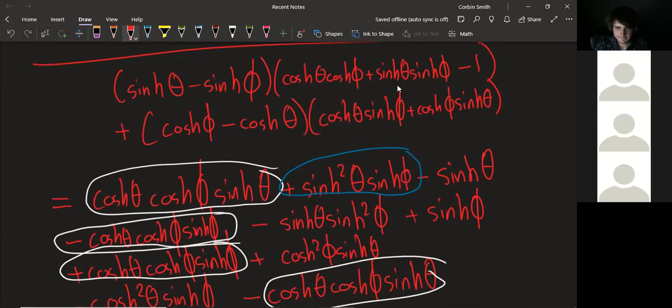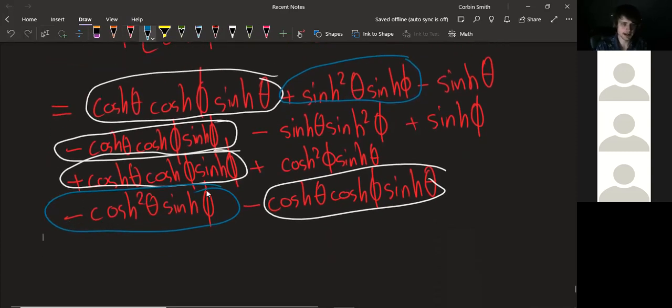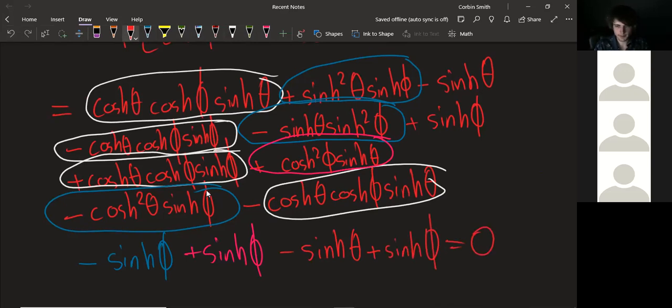All right. So that is going to combine with this. So we have sinh squared theta minus cosh squared phi. That becomes a -1. So we have minus sinh theta. And then this right here is going to combine with this thing. They both have a sinh theta on them. We have cosh squared phi minus sinh squared phi. That is a +1. So we end up with a plus sinh theta. And then what's left over is a minus sinh theta and a plus sinh phi. And that all cancels to 0.